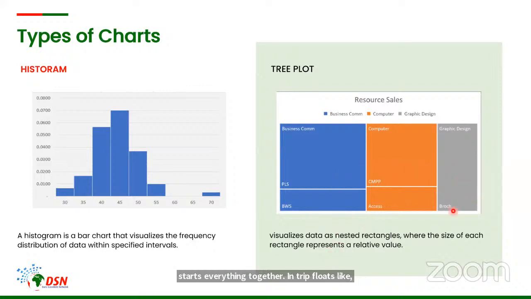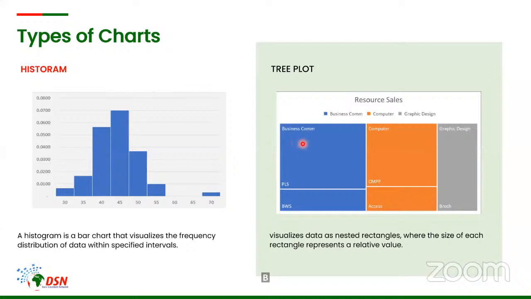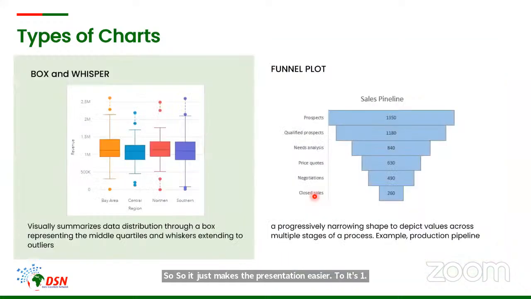So yeah, I can see the one that has the biggest size. Oh, let's say business comms has big size, but the one that has the least size is definitely BWS. So it just makes data presentation easier to understand. So let's look at a few more charts and then we can proceed.